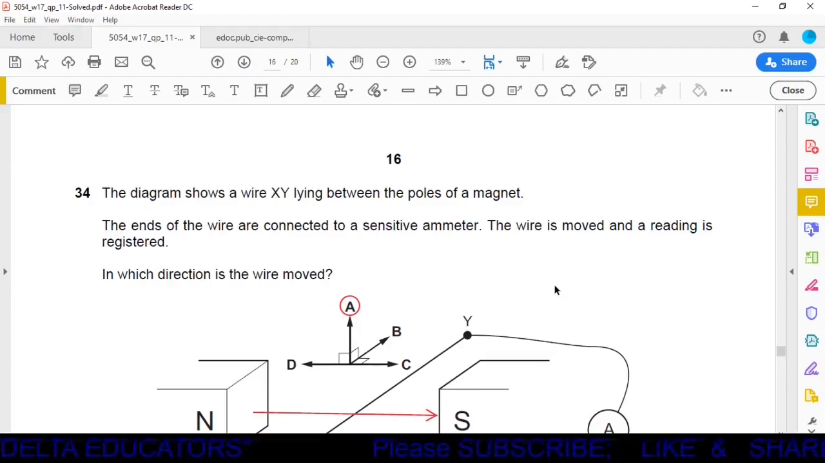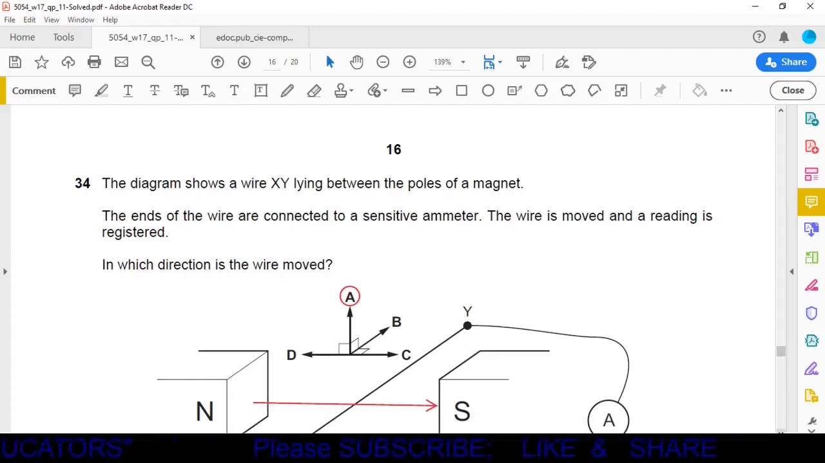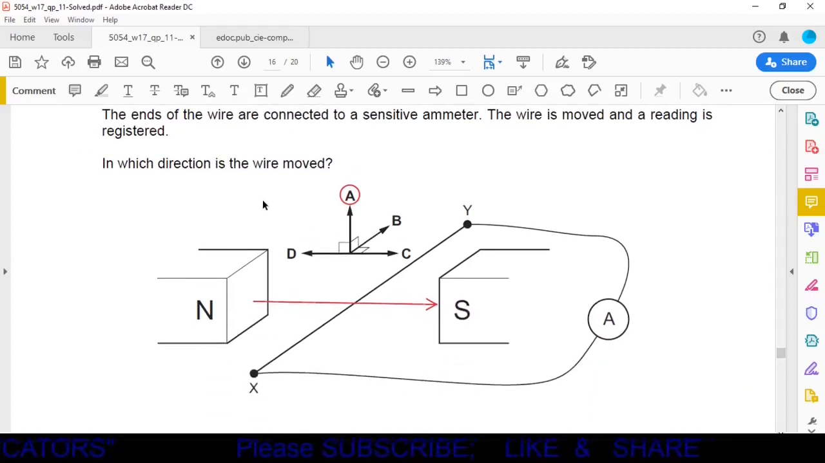Question number 34. The diagram shows a wire XY lying between the poles of a magnet. The ends of the wire are connected to a sensitive ammeter. The wire is moved and a reading is registered. In which direction is the wire moved?